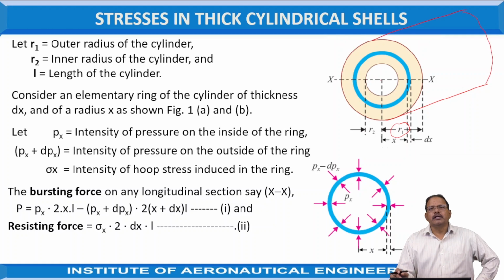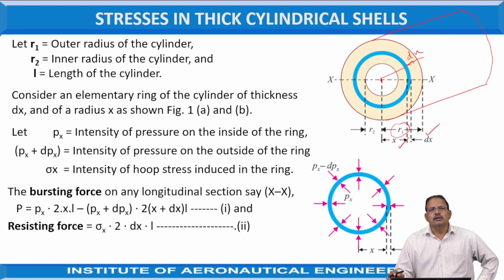Now consider an element ring of the cylinder, thickness dx, and a radius of x as shown in the figure. Here we are considering this is the center of the circle. Here we are considering this ring, which is represented here in blue color, which is at a distance of x, that is radius equal to x, and thickness is equal to dx now.